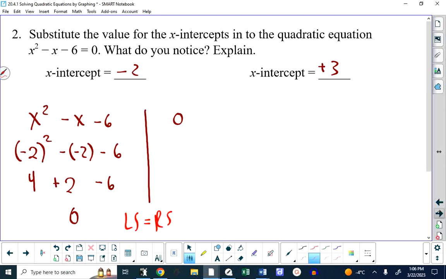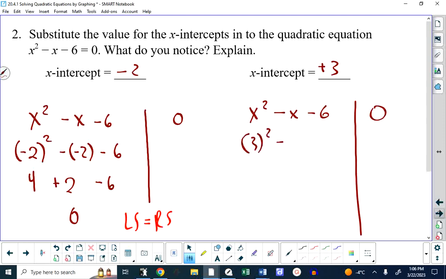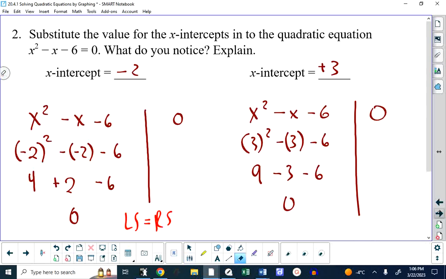If we do that with 3, again, we have x squared minus x minus 6. We're going to calculate what that is when x is 3 and see if it makes the equation true. So that's 3 squared minus 3 minus 6. That's 9 minus 3 minus 6, which is 0. So again, the left side equals the right side.